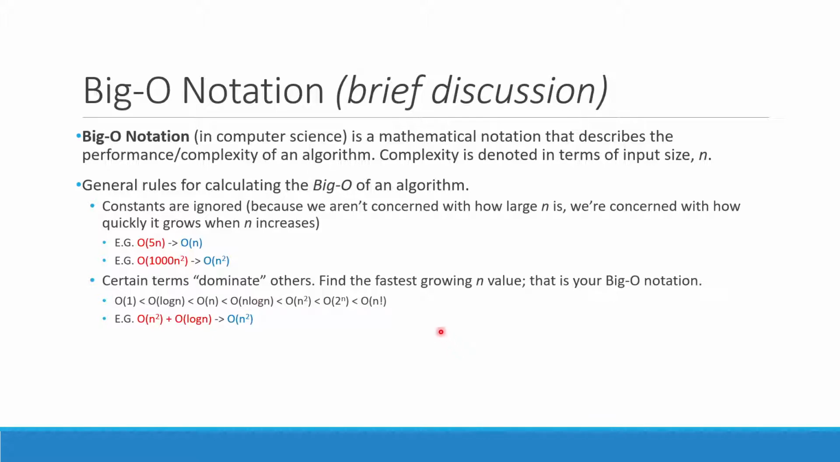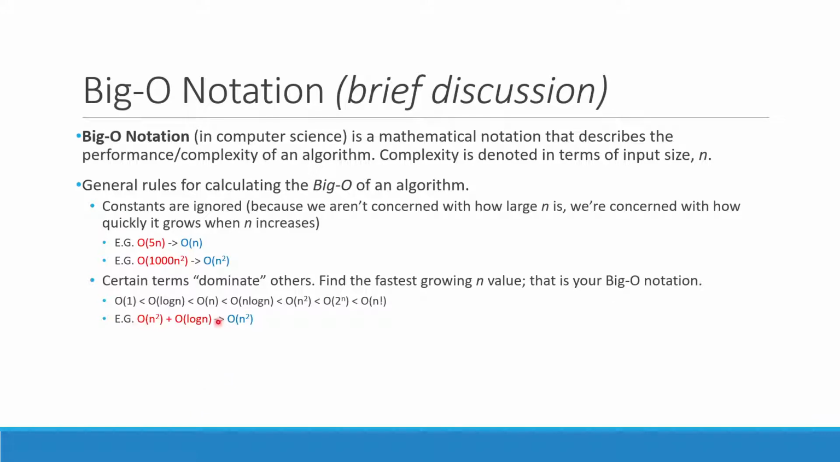But don't worry too much if you don't quite understand what big O notation is. You will learn it in the future, and I have an example here. So let's say that you calculated the big O notation for a particular algorithm to be O of n squared plus O of log n.